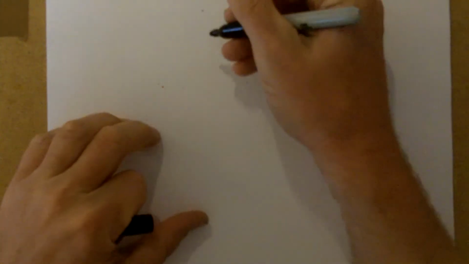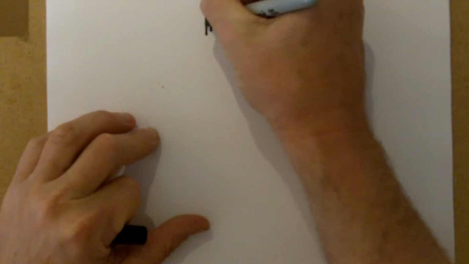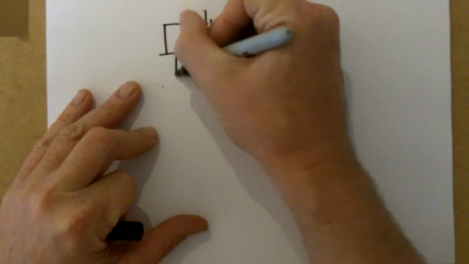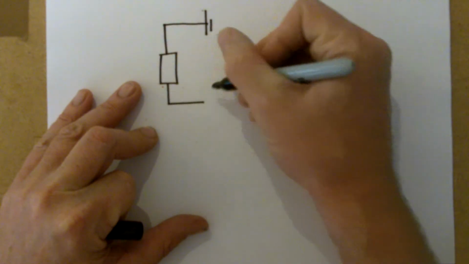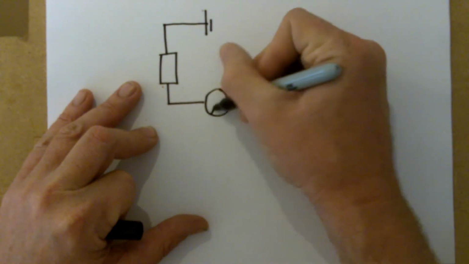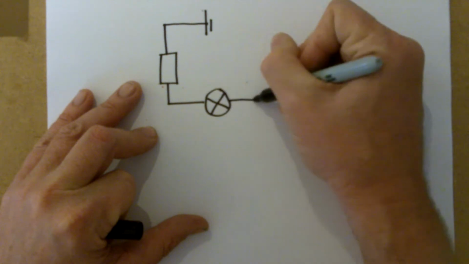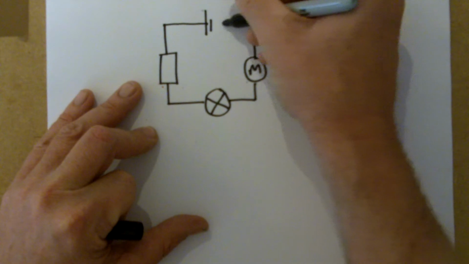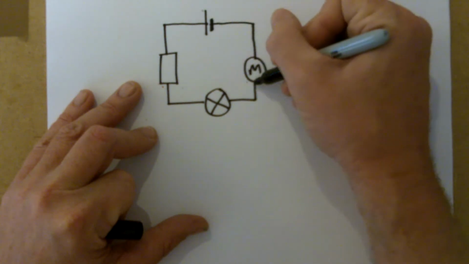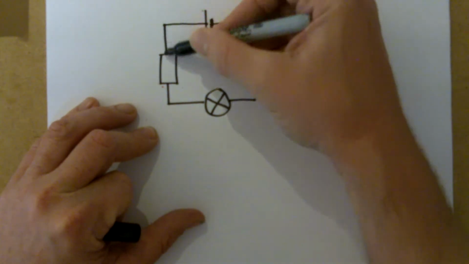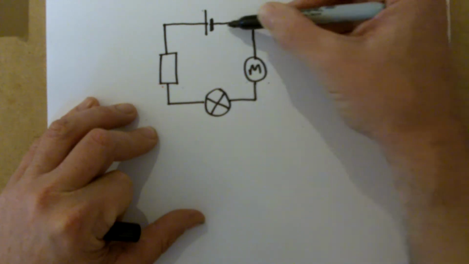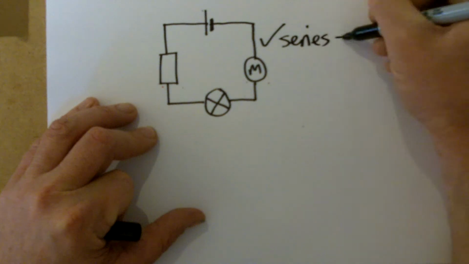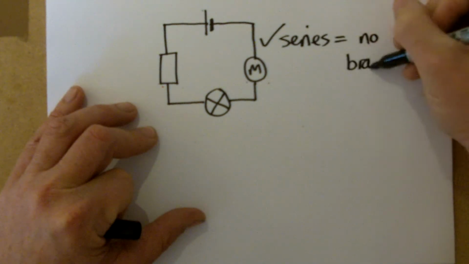So, how do you know you've got a series circuit? Well, generally speaking, a series circuit is one where you do not have any branches in the circuit at all. You just have one continuous loop. So when I'm looking to find out whether I've got a series circuit or not, it's very simple. Is there any place for the electricity to branch off? And in this case, no. So that must be series. No branches.